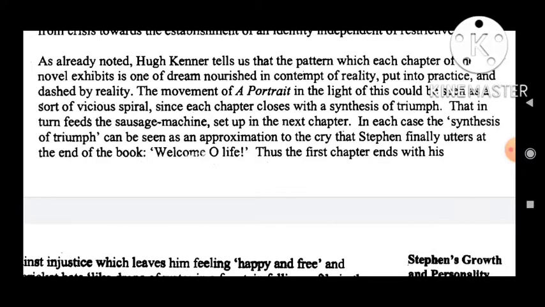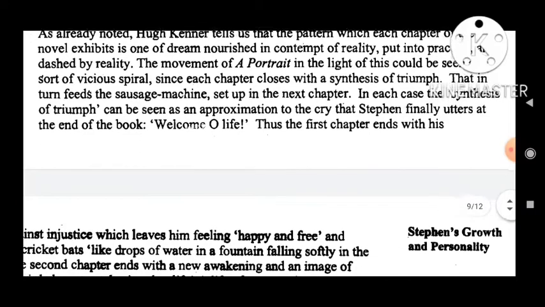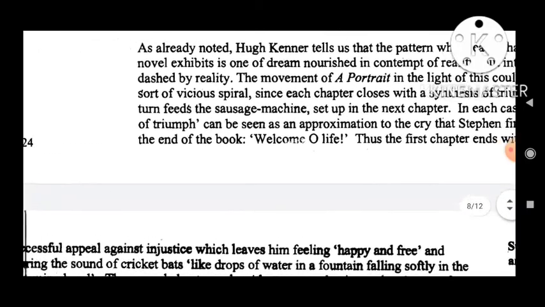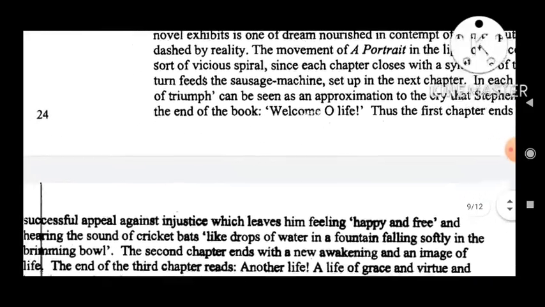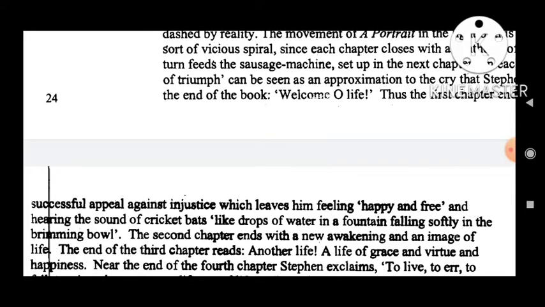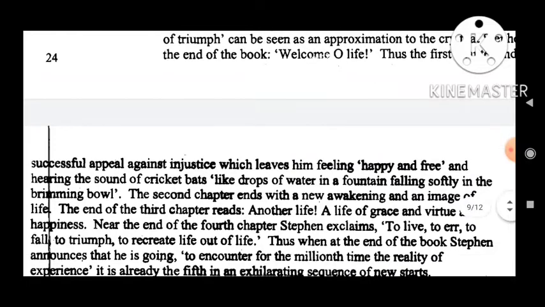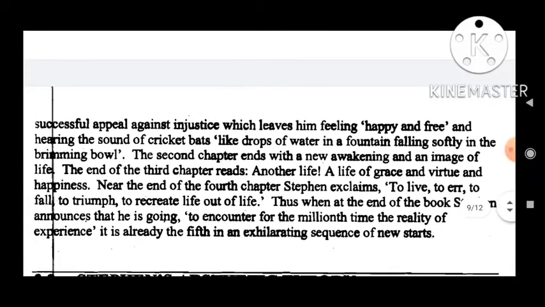The movement of A Portrait in the light of this could be seen as a sort of vicious spiral, since each chapter closes with a synthesis of triumph that in turn feeds the sausage machine set up in the next chapter. In each case, the synthesis of triumph can be seen as an approximation to the cry that Stephen finally utters at the end of the book, "Welcome, O life." Thus, the first chapter ends with his successful appeal against injustice, which leaves him feeling happy and free and hearing the sound of cricket bats like drops of water in a fountain falling softly in the brimming bowl.